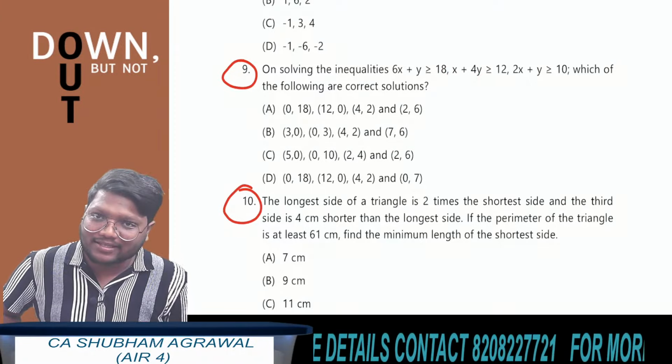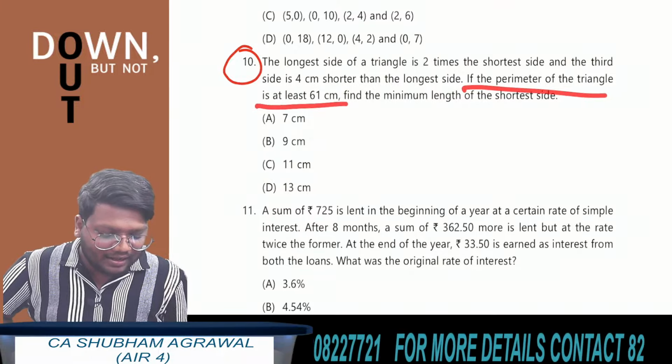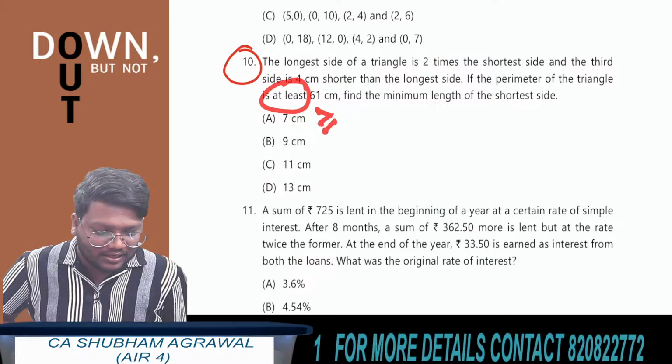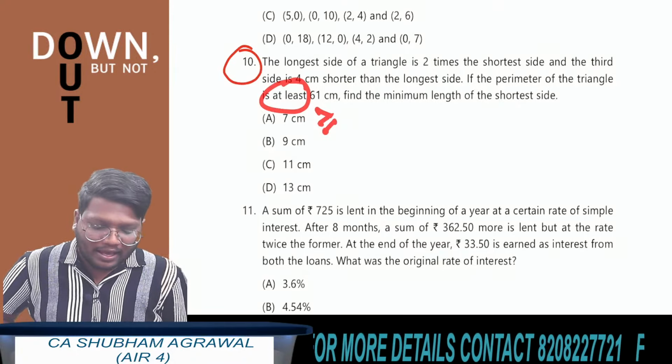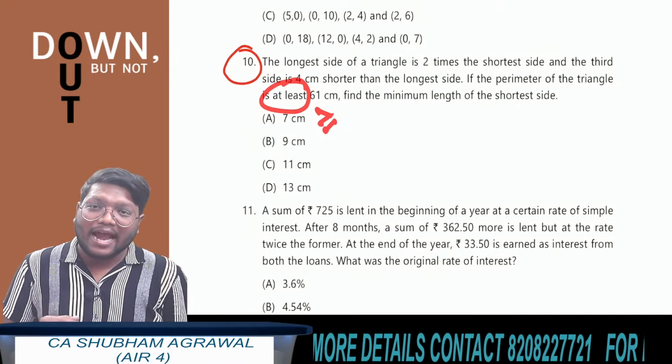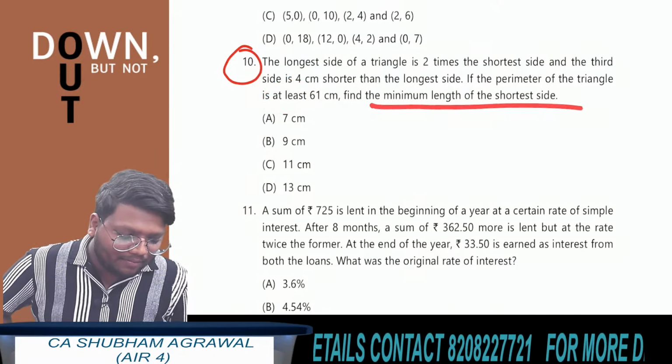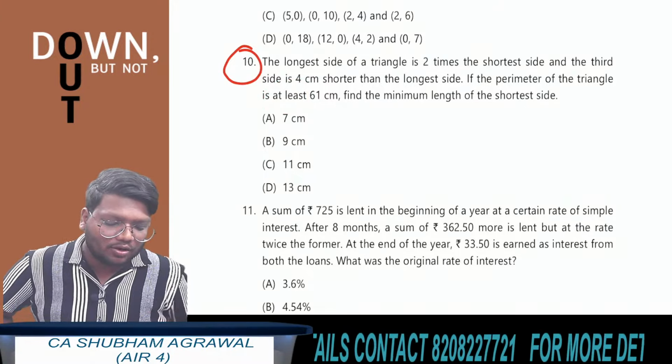Now, read this question number 10. The longest side of a triangle is 2 times the shortest side, and the third side is 4 centimeters shorter than the longest side. If the perimeter of the triangle is at least 61 centimeter, at least means what? We have to use this sign, greater than or equals to. Okay, at least means greater than or equals to sign. At most means what? Less than or equals to sign. Okay, you have to find the minimum length of the shortest side. Now see how to solve this question.